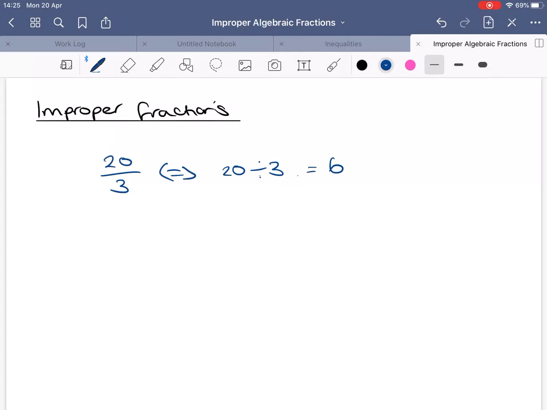And again, really going back to primary school, we'd almost have gone 6 remainder 2. And I want us to think about what that means. It means there's 6 lots of 3 in 20, but we've still got 2 to be divided by 3. And this was one of our ways that we turned improper fractions into mixed numbers. But again, what it means is there's 6 lots of 3 in 20, but we've got 2 left over, but that 2 still needs to be divided by 3. And we can have exactly the same situation in algebraic fractions.